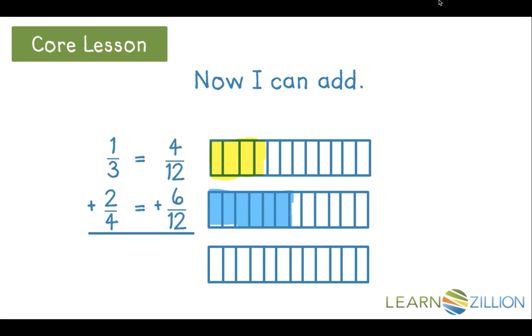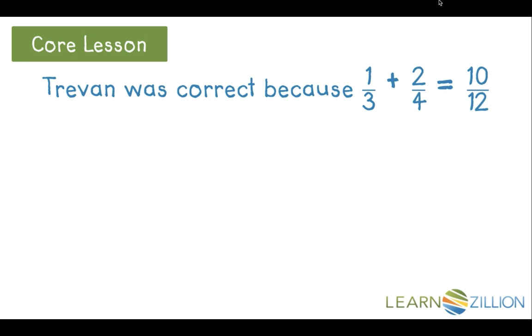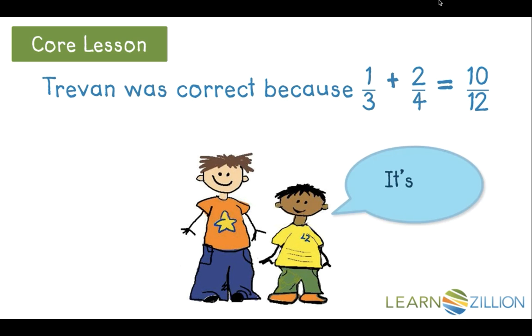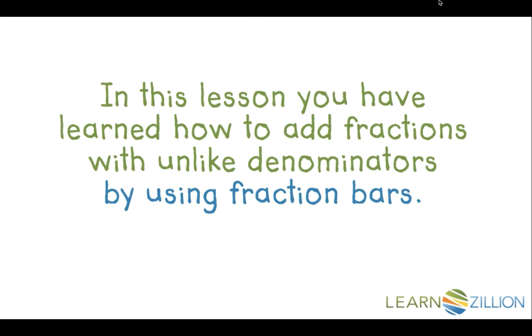Now I can add because we have a common denominator. We have 4/12 plus 6/12. Here's our 4/12 and our 6/12, which is equal to 10/12. Trevan was correct because 1/3 plus 2/4 is equal to 10/12. In this lesson, you have learned how to add fractions with unlike denominators by using fraction bars.